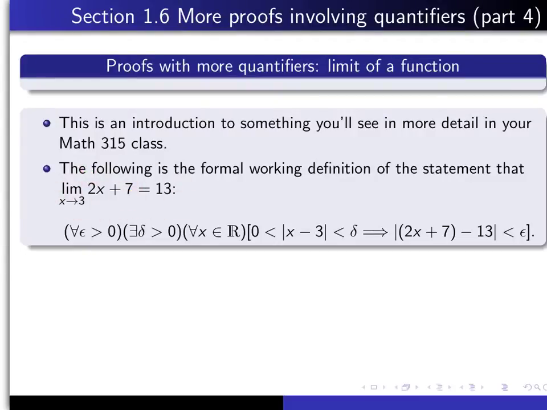plus 7 as x goes to 3 is equal to 13. So this is the formal working definition. You'll notice that it involves three variables, epsilon, delta, and x, each of them quantified, and it also has this conditional statement which depends upon those three variables.